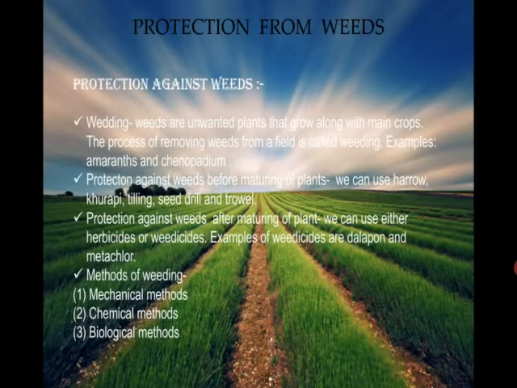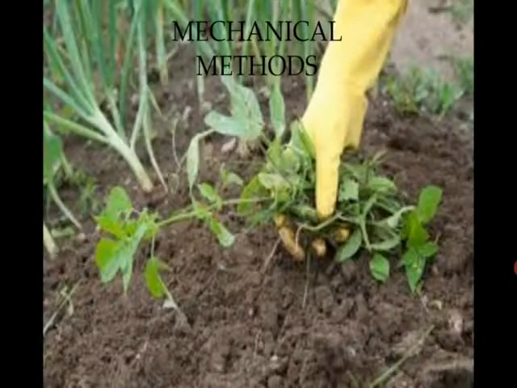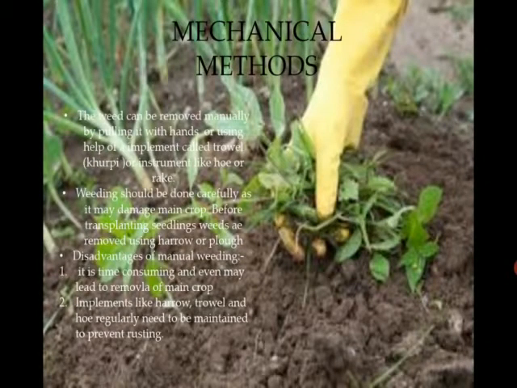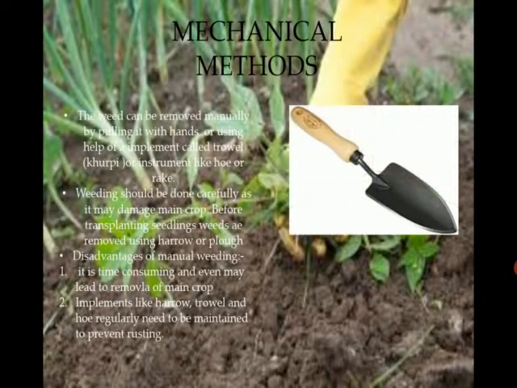There are three methods of removal of weeds, which are mechanical methods, chemical methods, and biological methods. First, let's discuss mechanical methods. Mechanical methods are usually done by farmers manually or by using implements like a hoe or rake. There are some disadvantages of manual weeding. The first one is that it is very time consuming, and the second one is that the implements used are made of iron, so they get rusted and need to be maintained. These are some pictures of mechanical method implements.